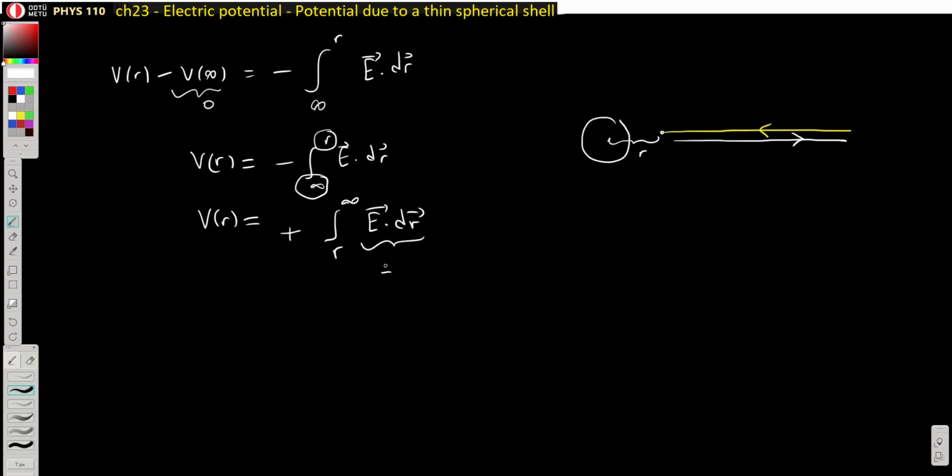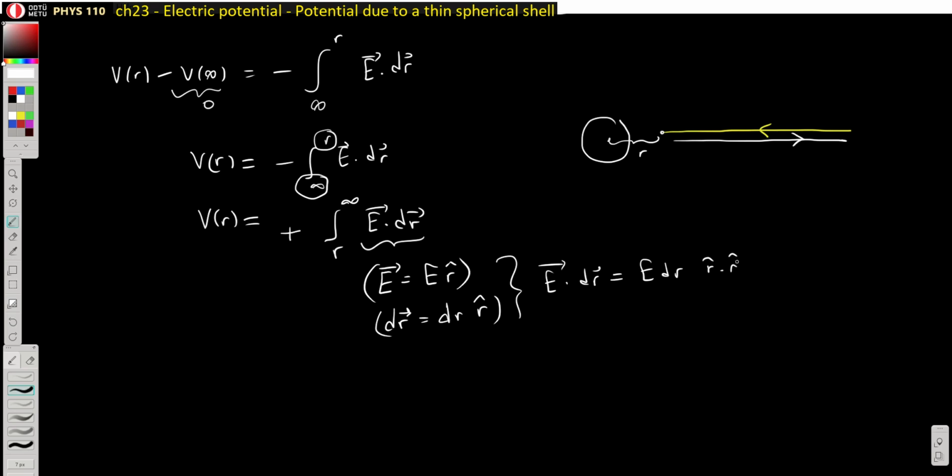So first of all, we write down the electric field as its radial component multiplied with the radial unit vector. I write down the radial displacement, the change in the radial coordinate, multiplied with the radial unit vector. And so as a result, the dot product of these two is basically equal to the product of the components. So V of r then is an integral from r to infinity of E dr.